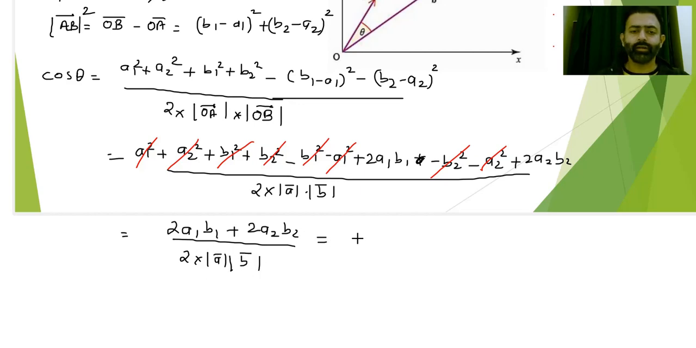Now see what terms get cancelled in the numerator. a1 square cancels with minus a1 square, a2 square with this, b1 square with this, and b2 square with this. So in the numerator you get twice a1 b1 plus twice a2 b2, and in the denominator twice of mod a into mod b. Taking the common factor 2 from the numerator and cancelling it with the 2 in the denominator, you get a1 b1 plus a2 b2 upon vector a mod into vector b mod. So this is your cos theta.